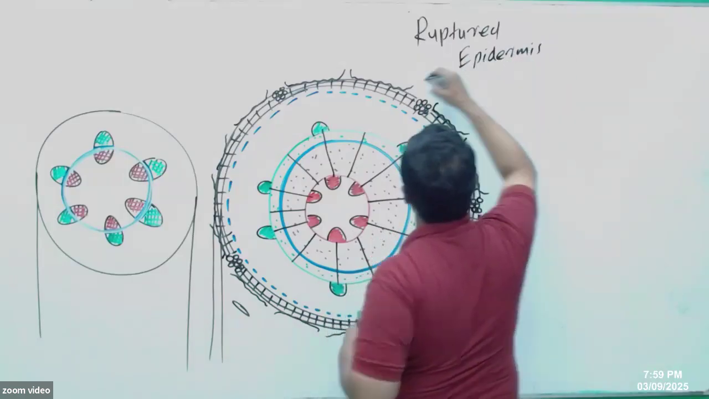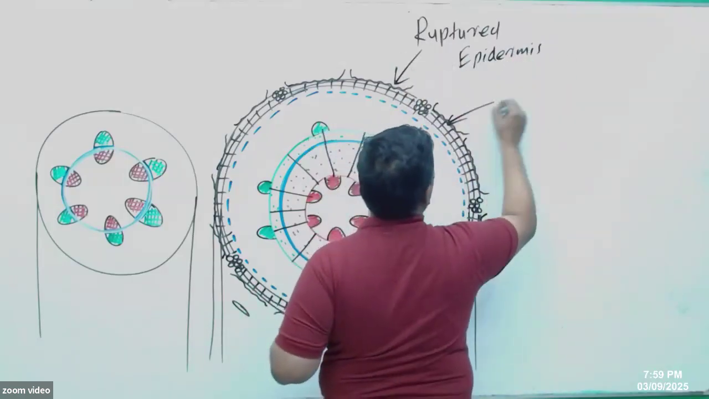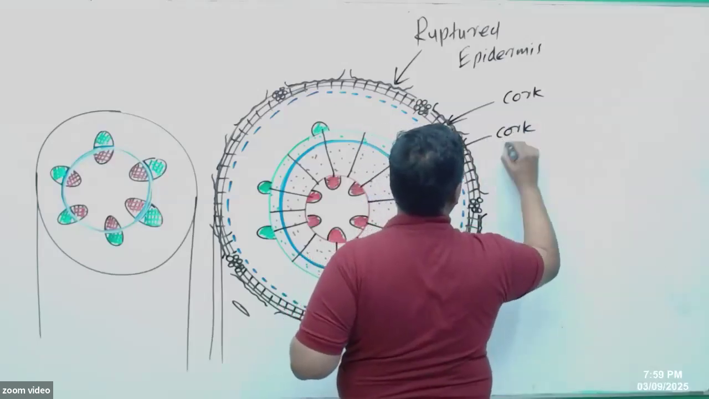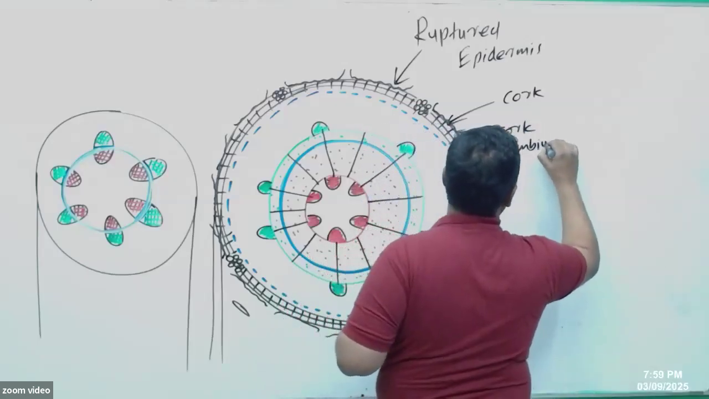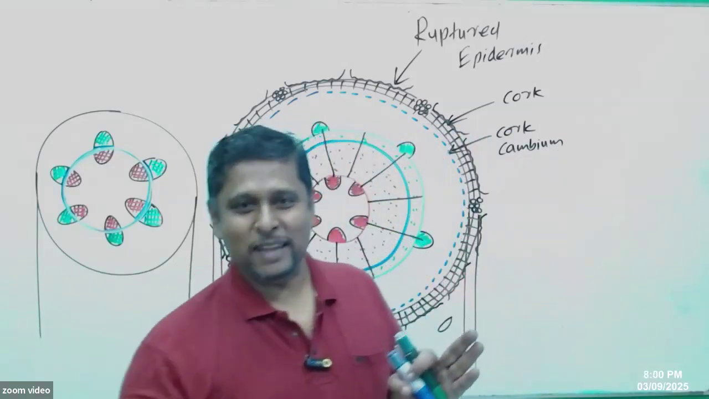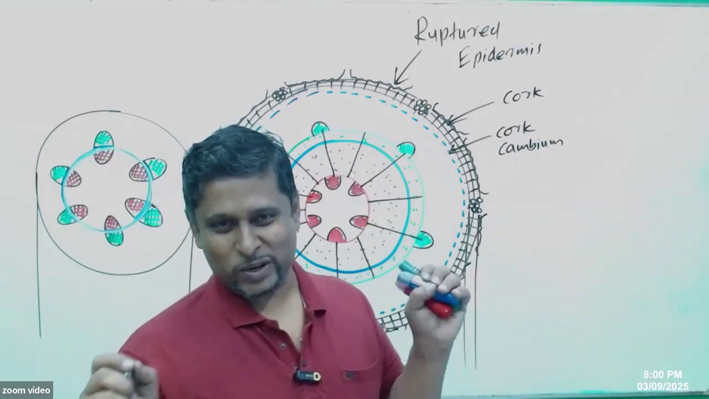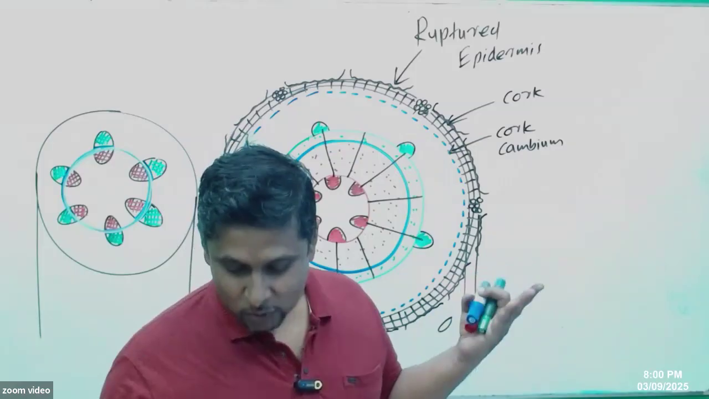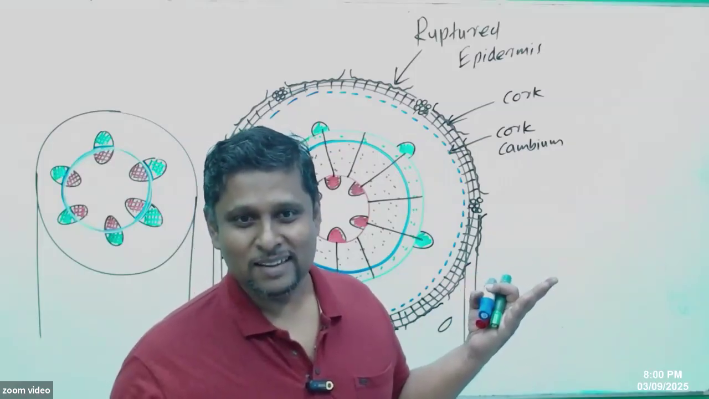This is the ruptured epidermis. This is cork. This is cork cambium. Now, cork and cork cambium together. Do you have any name for that? What do you call that? Come on, cork and cork cambium together. What do you call it?